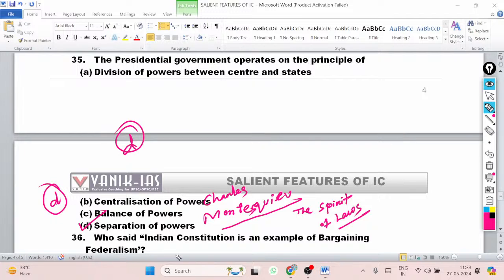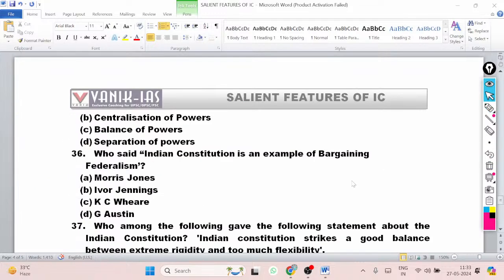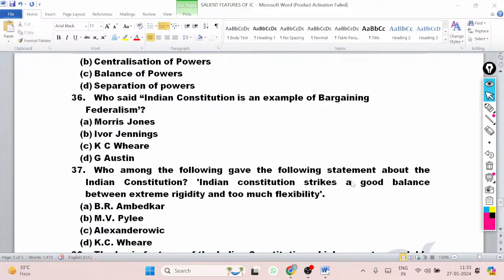Okay, now we'll come to 36. Who said Indian Constitution is an example of bargaining federal that we have already discussed? Maurice Jones.